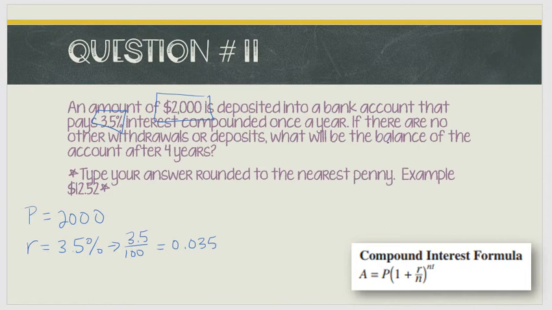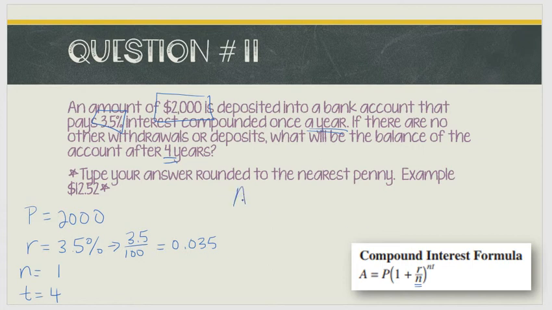0.035. And then it tells me that it's compounded once a year. So that's going to be that N value. And whenever my N value is 1, it doesn't really affect my problem at all. So even if you didn't use the N, it doesn't change your value. It's when something is compounded quarterly or maybe monthly, that's when it's significant. If there are no other withdrawals or deposits, what will be the balance of the account after 4 years? So then my T value is going to be 4 because that's my length of time, and that's what T stands for.